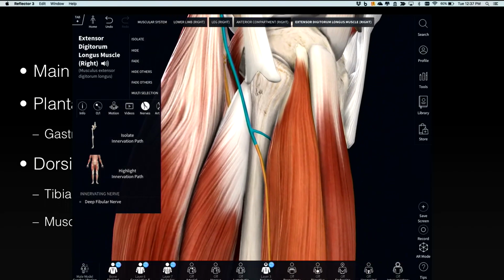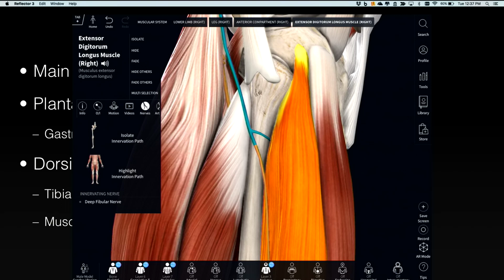And look at where they are in relation to the fibula, one of the weakest bones in the body, most susceptible to impact and breakage. And if the neck of the fibula breaks, what's a sensitive structure right there in close proximity? This nerve.